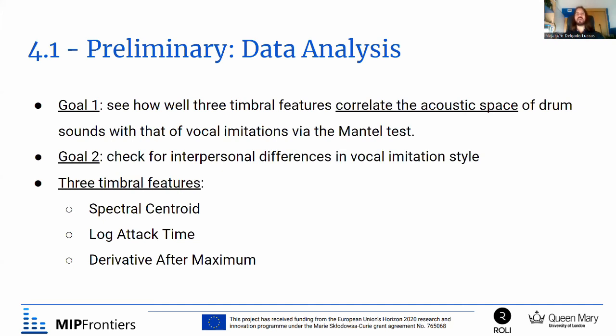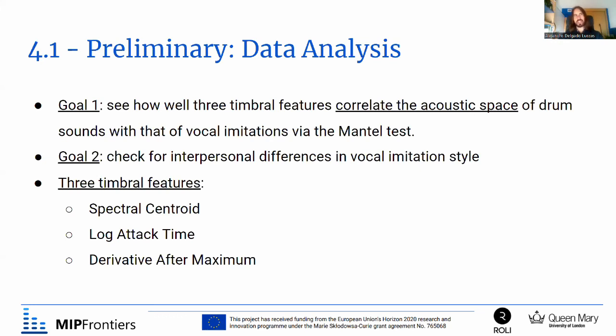And we wanted to see how well three different timbral features correlated the acoustic space of drum samples with that of their vocal imitations. Ideally, if a feature correlates both acoustic spaces, it means that imitators relied on that feature when imitating the drum sample, and therefore the feature is good. The final systems would be better off using these features than others because they correlate both acoustic spaces better.